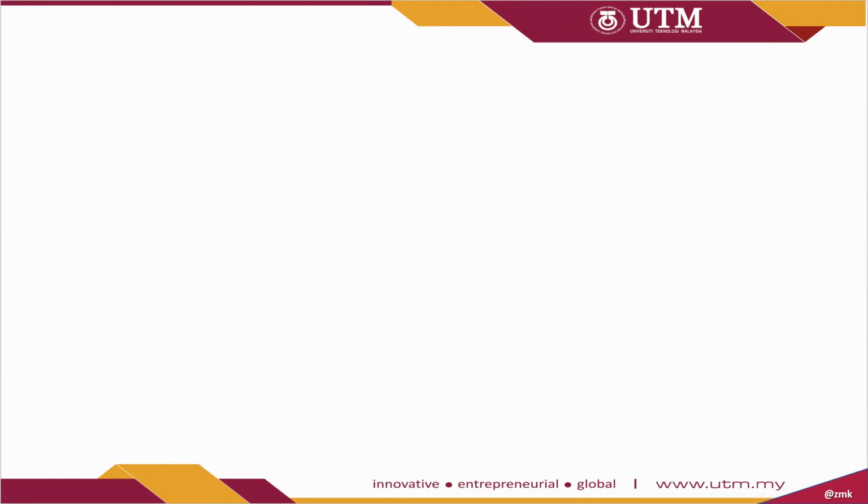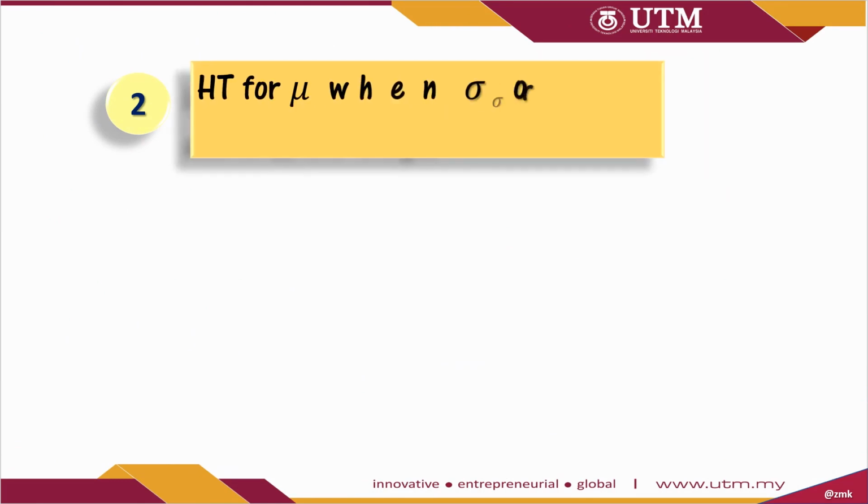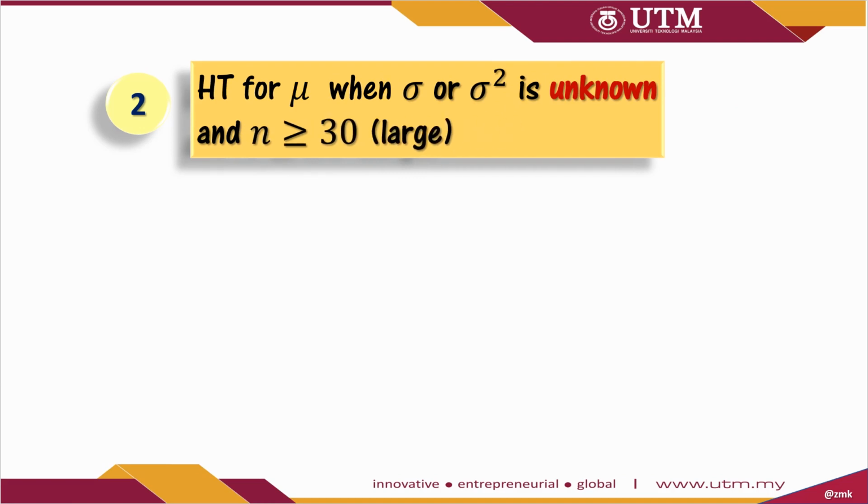Now we look at the second case in testing a single population mean mu. We can use the second case if, first, the population standard deviation sigma or the population variance sigma squared is unknown, and second, if the sample size n is large, that is, n is greater than 30. Under this case too, we can still use z-test as the suitable test statistic, and we can also have three choices of hypothesis tests which depend on the types of hypothesis tests under H1, as listed in the following table.